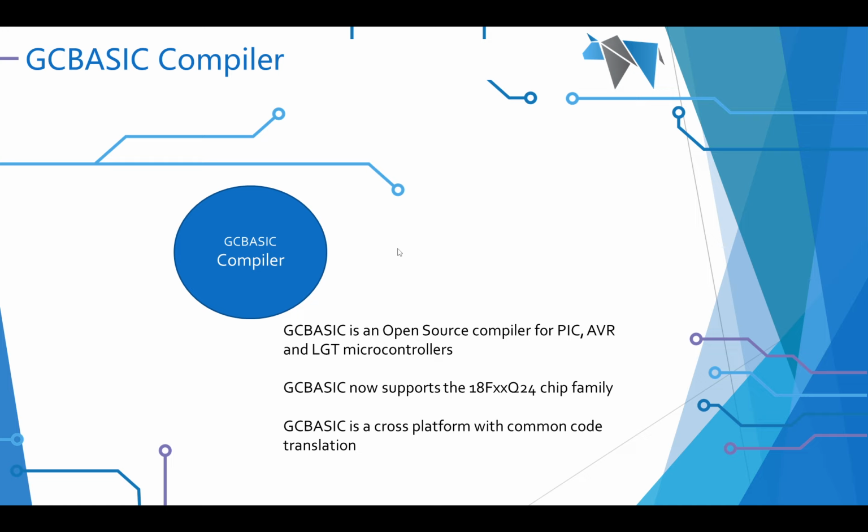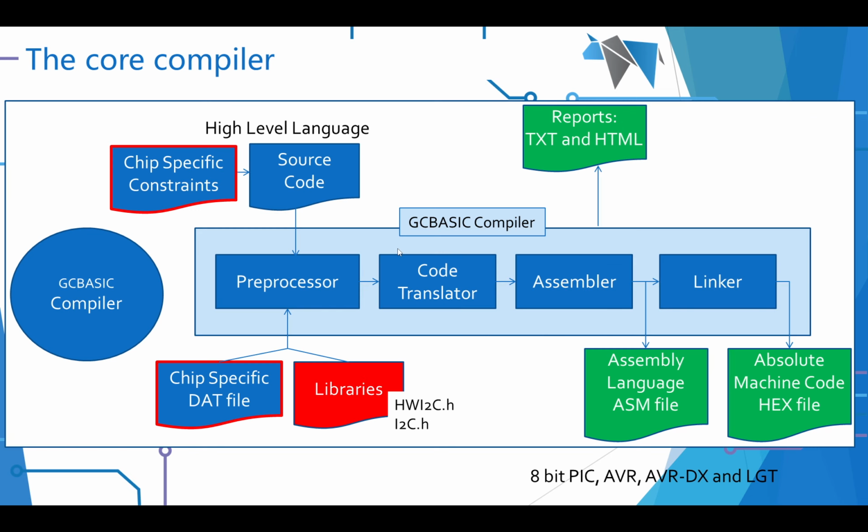Don't need to go through what the compiler is. Open source, does PICs, AVRs, and LGTs. What I'm going to show you is pretty well different from what I've shown you ever before. Okay, so pen. I'm going against my principles. I am going to ignore all the libraries this time, because I have to fix it. That way, I'm just taking my source code through the preprocessor, out through the assembler. I'm actually going to be using GCBASIC because I feel very confident about it, and I will produce a machine code file.